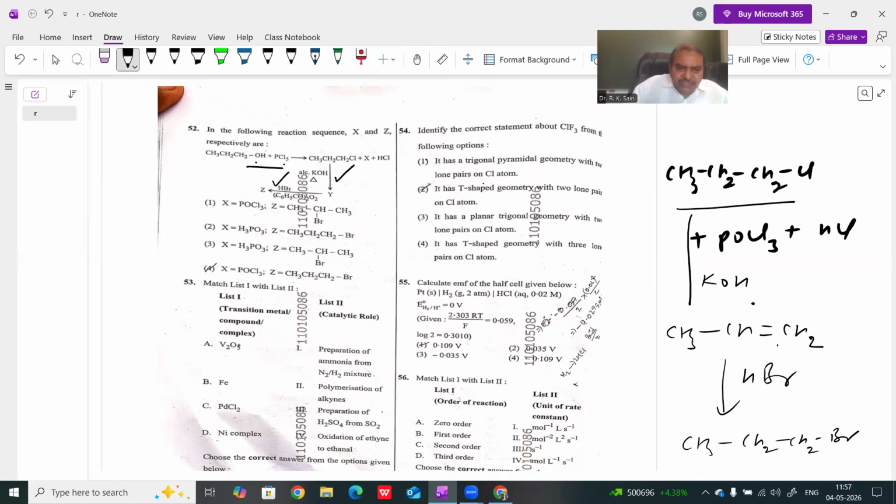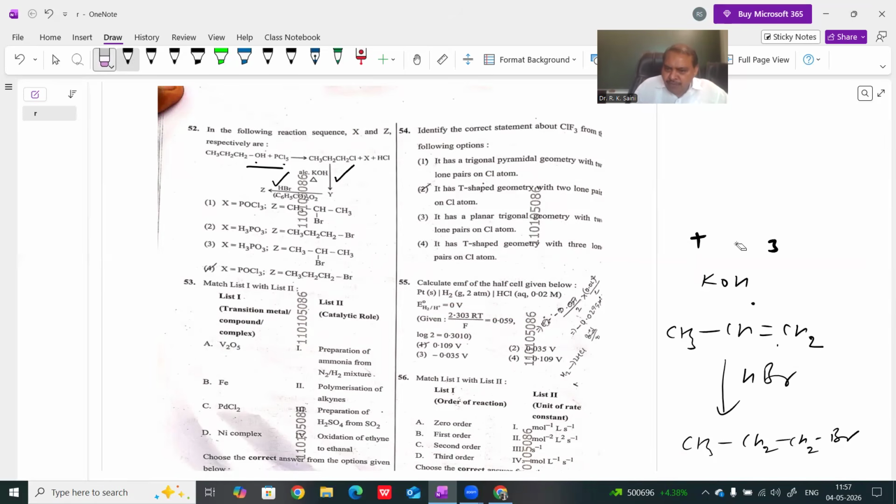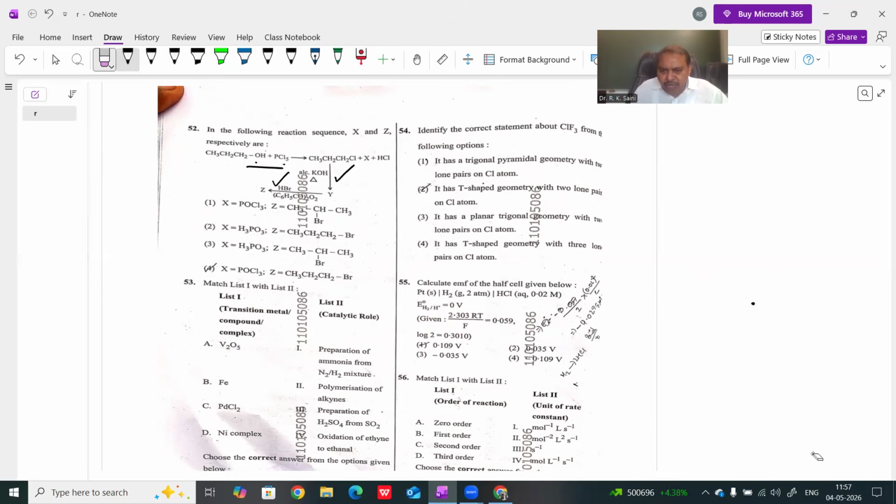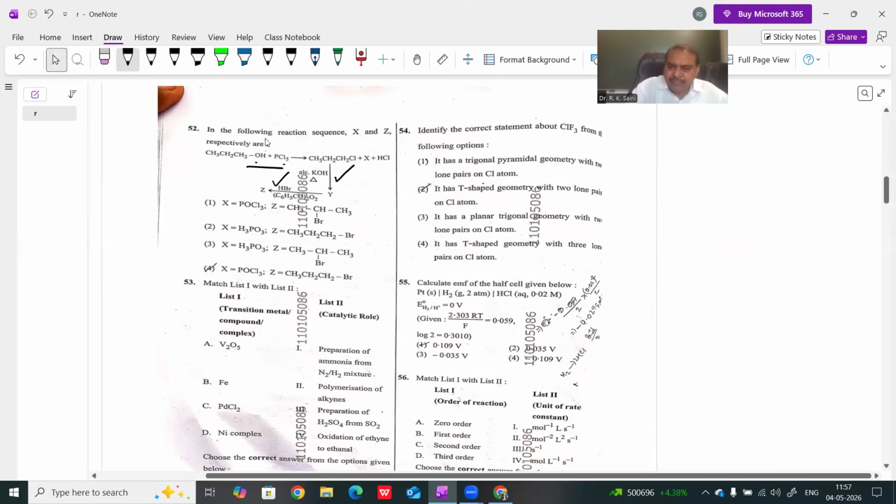Question next. This question is from D and F block elements, and by the application of D block elements, particularly the catalytic properties of D block elements. This is the important point. And we learn some catalysts for important processes.